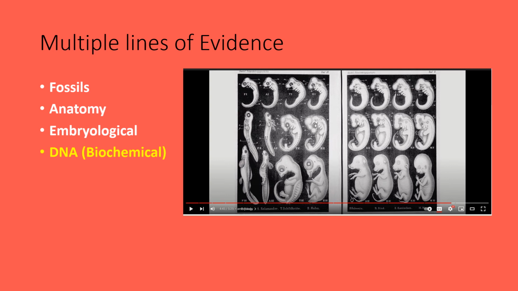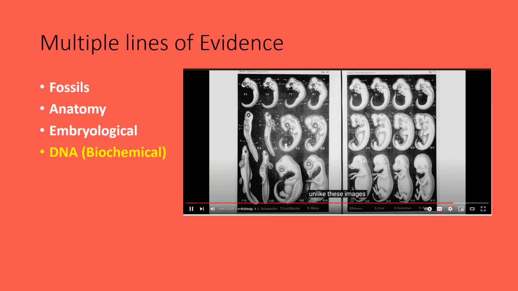All right, so this is our last type of evidence. We're going to look at biochemical. That's just a big word for DNA. If we remember, the DNA is what makes you you. It's what determines your hair color, your eye color, how tall you are, how quickly you metabolize food, what you look like, all of those things. So we're going to look at how scientists can use DNA to determine how different organisms are related.